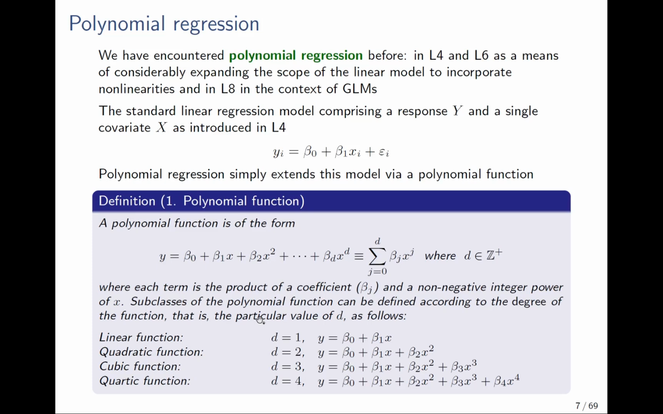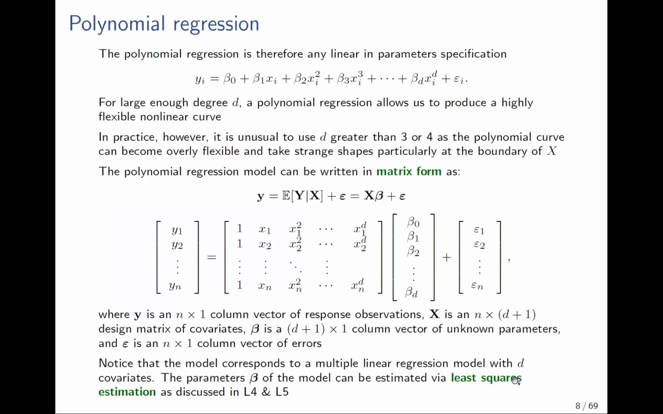And we define subclasses of polynomial function classified according to the degree of the function. So when d equals 1, we have a linear function. This is the function shown here in regression context. A quadratic function, d is 2. So we would add on in regression plus beta 2 x_i squared. Cubic function, d equals 3, we'd add on beta 3 x_i cubed. And a quartic function, d equals 4, the degree of the polynomial is 4, we would add on beta 4 x_i to the power of 4. So that's a polynomial function.